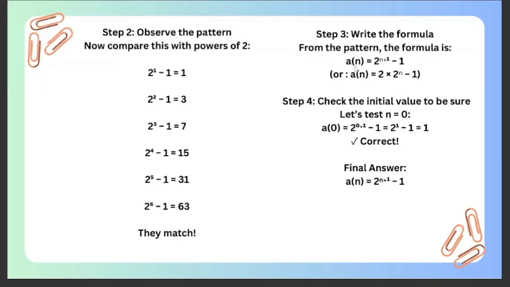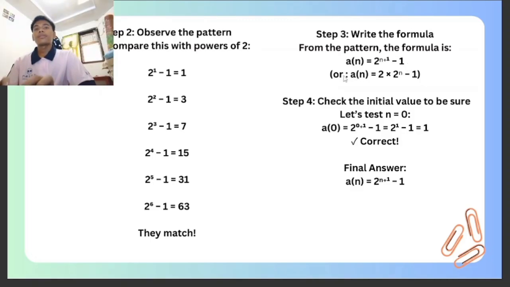The formula is a of n equals 2 times 2 raised to the power of n minus 1.